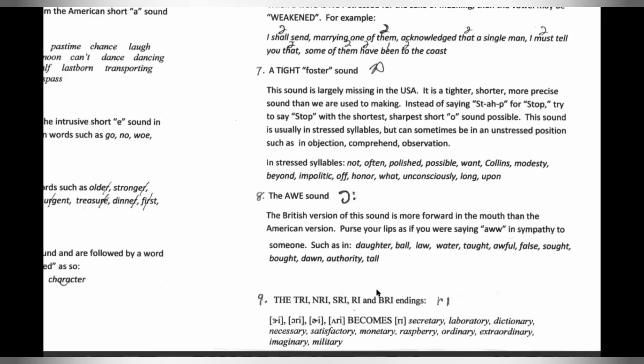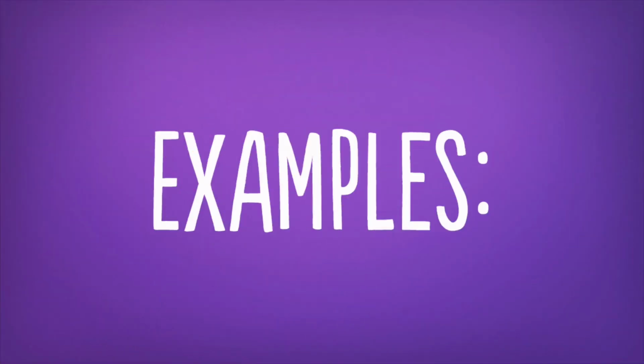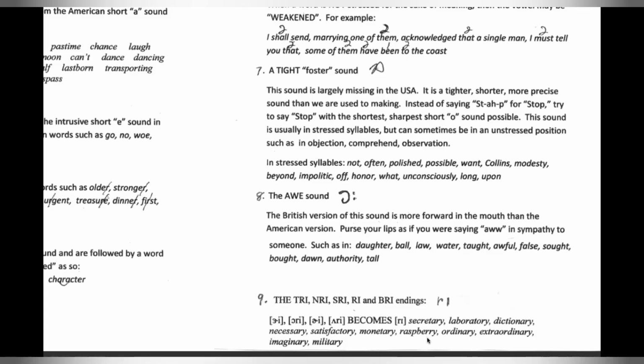For these words that end in T-R-I, N-R-I, S-R-I, R-I, and B-R-I endings. I don't mean they end in the spelling of those, but in the sound. Tri, nri, sri. So they all go to ri. So it's secretary, laboratory, dictionary. Diction. Satisfactory. Monetary.